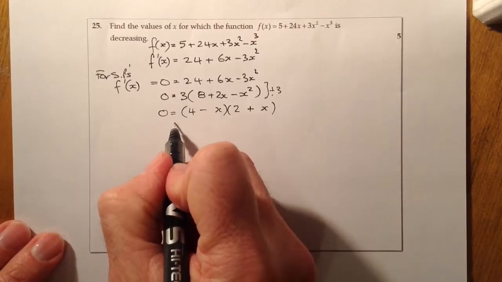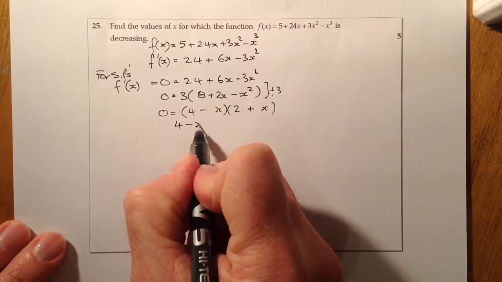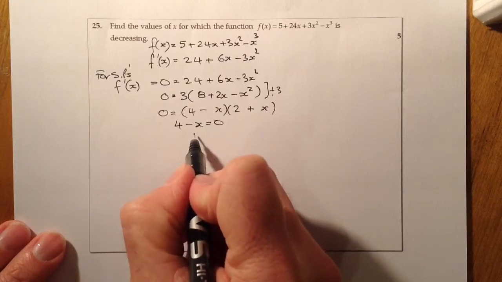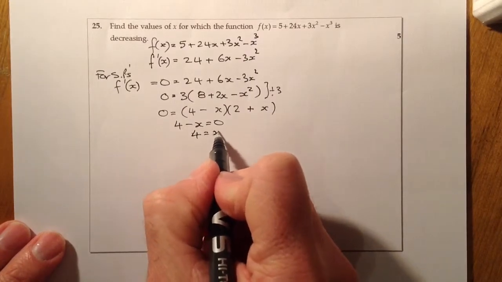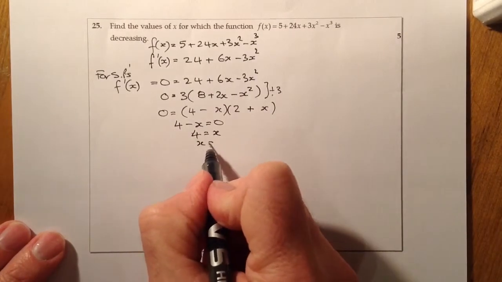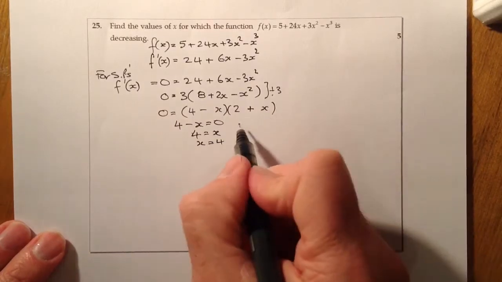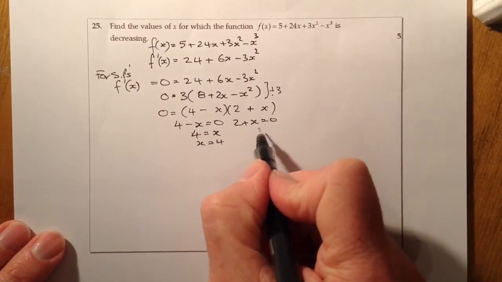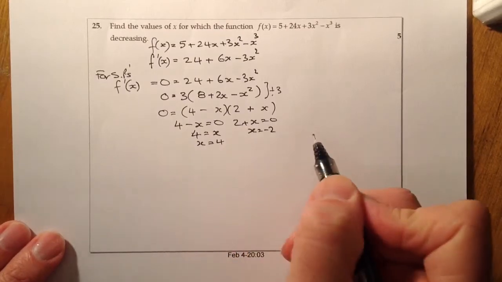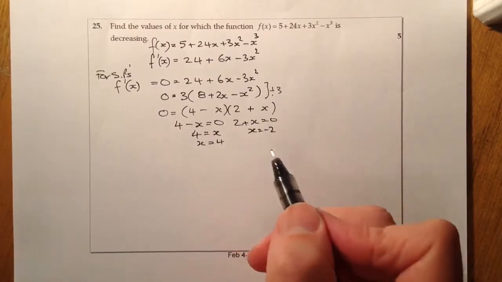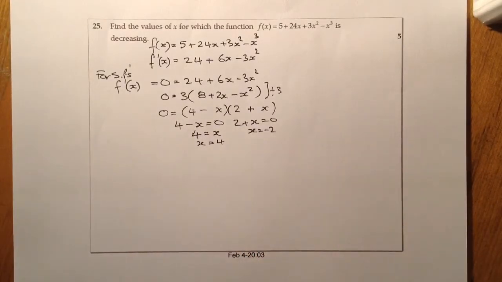I'll then work out what the points are from here, the x coordinates. So just take the x over to the other side. So from there I can see that x equals 4. This side here I've got 2 plus x equals 0, so x is equal to minus 2. So they're the two values that I've got out here for x.